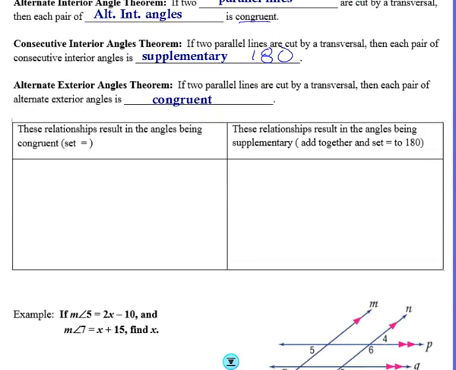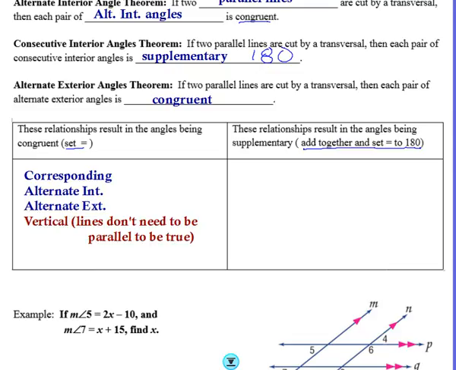As a reminder though, in order for these things to be true, the lines must be parallel, and that's the really, really important part from this section today. So we sort of have two scenarios that are happening. We're either going to set things equal to each other, or we're going to add them together and set them equal to 180. So here's a list of the relationships that if the lines are parallel, we can set them equal to each other. Corresponding angles, alternate interior, alternate exterior, and just as a friendly reminder, vertical angles.